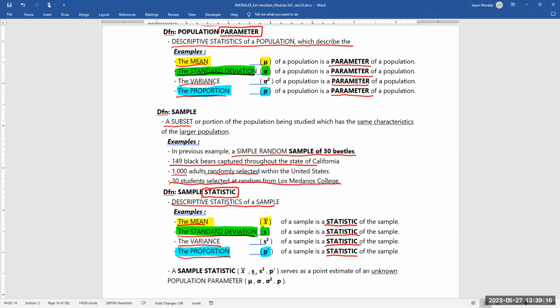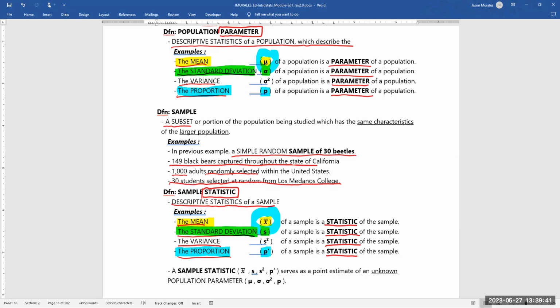So we need to use descriptive statistics on both populations and samples. But because populations and samples are two different things, we need to have symbols that differentiate the mean of a population versus the mean of a sample.